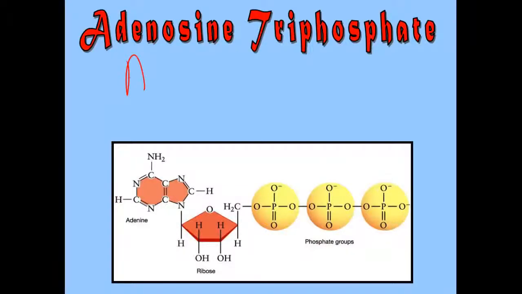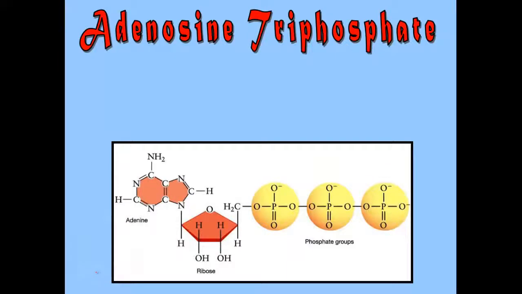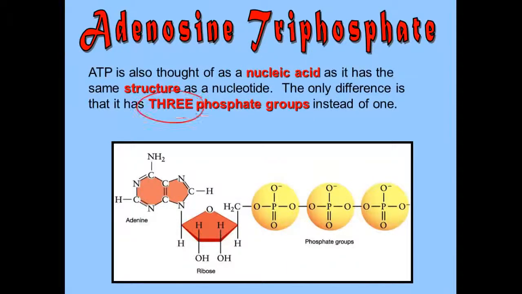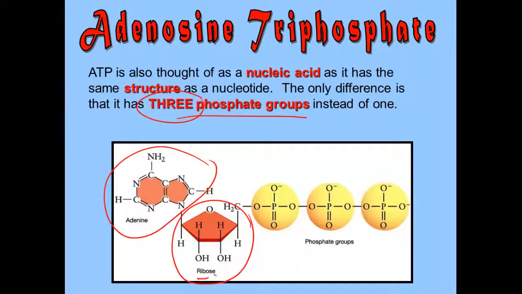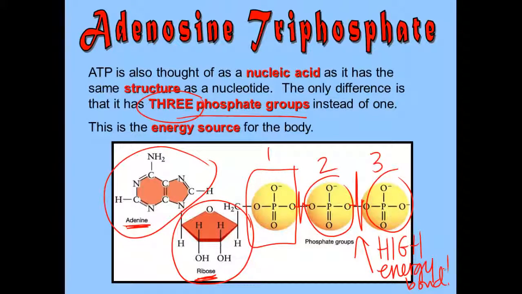Now the last thing we need to talk about is ATP. Now, ATP is adenosine triphosphate, and it is also a nucleic acid. And the reason we know it's a nucleic acid becomes very clear when you look at the parts of ATP. ATP is attached to an adenine, just like in DNA and RNA, a ribose sugar, just like in RNA, and then instead of just one phosphate group, it has 1, 2, 3 phosphate groups. And you'll notice those bonds are extremely high energy bonds that hold those phosphates together. And that's where we get energy for our body.